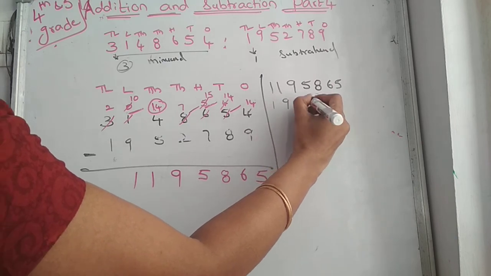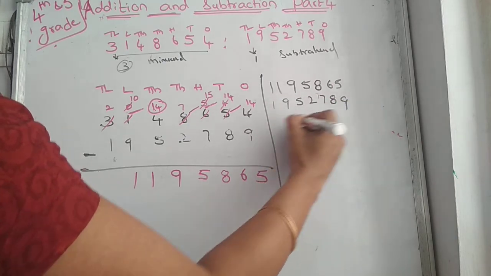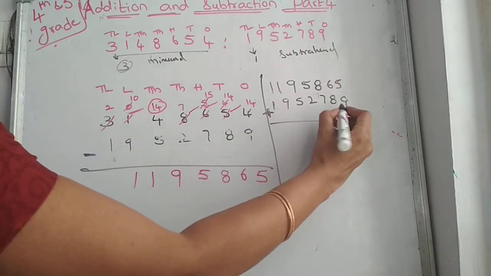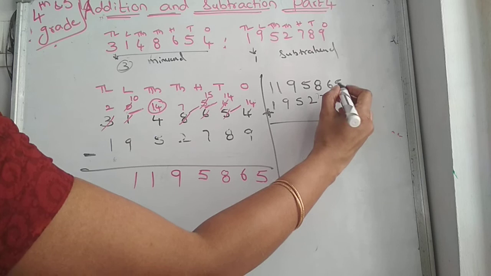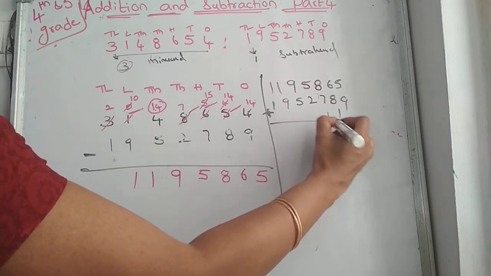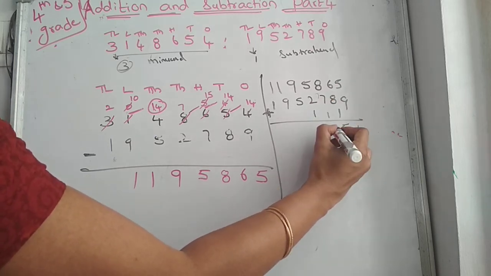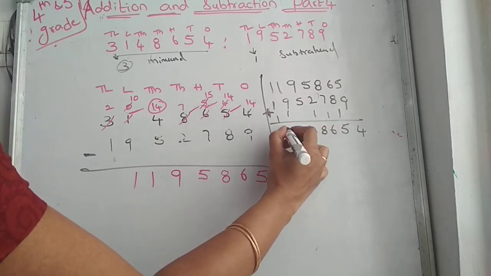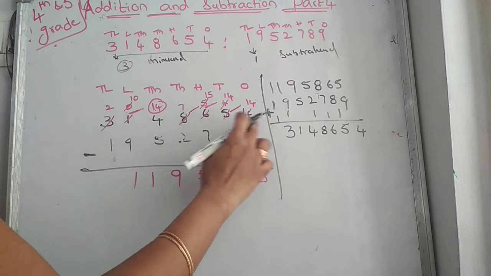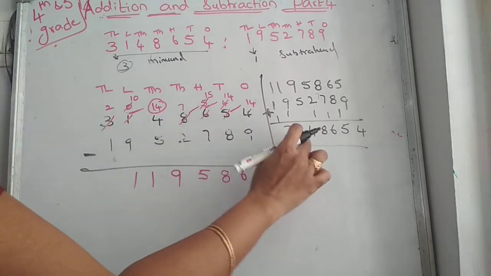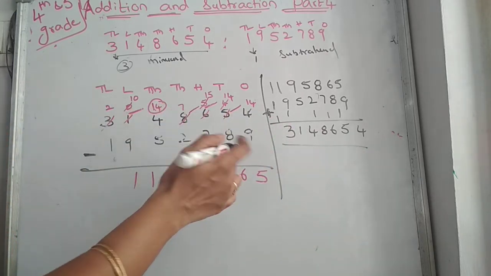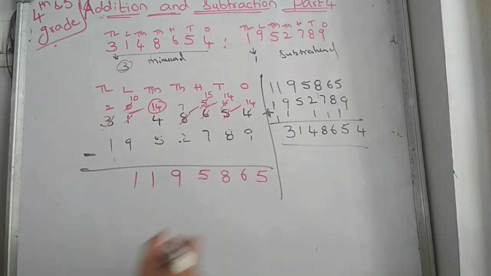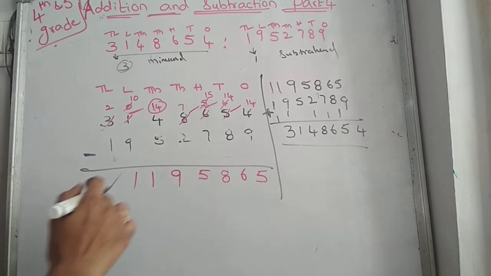19, 5, 2, 7, 8, 9. Here we are adding only, so please use the plus symbol only. So 9 plus 5 is 14, 8 plus 4 is 6, and so on. The result is 3, 1, 4, 8, 6, 5, 4. See, observe, the minuend has come. Okay, so the given answer is correct.